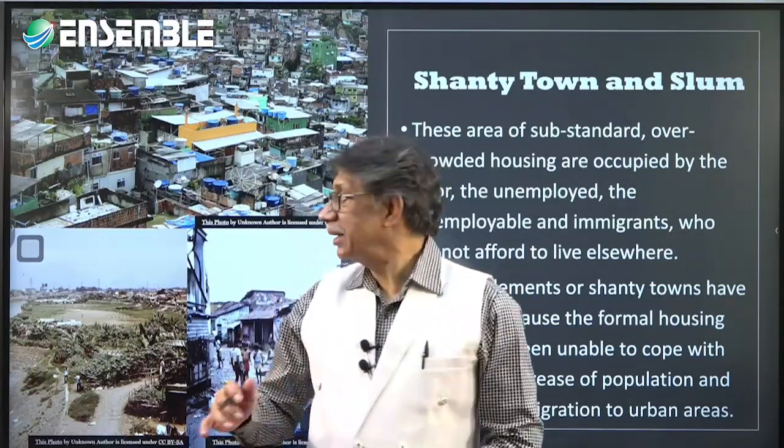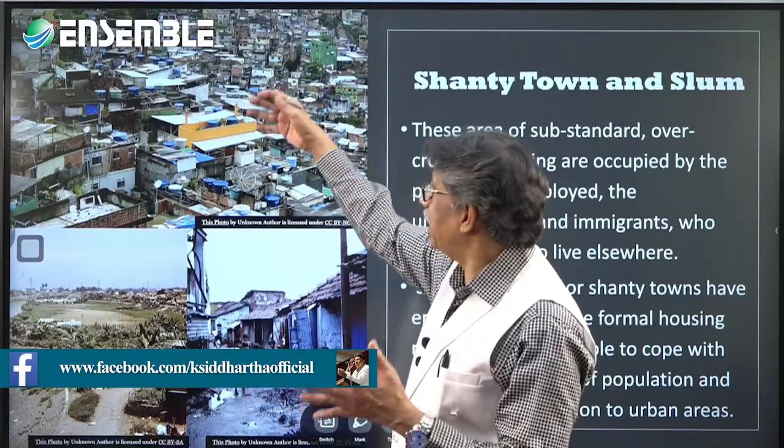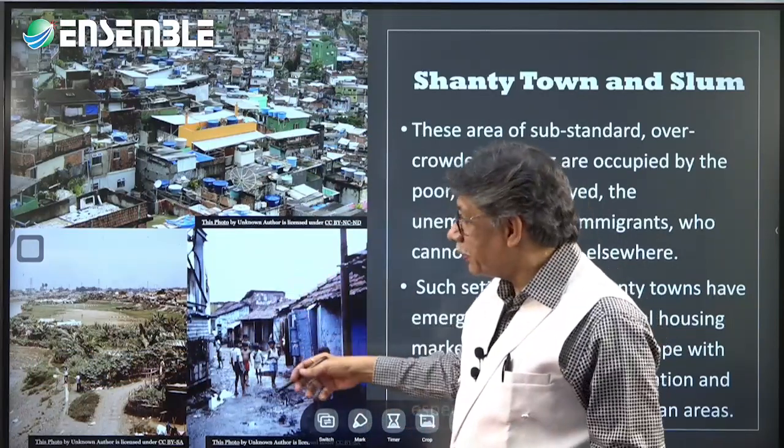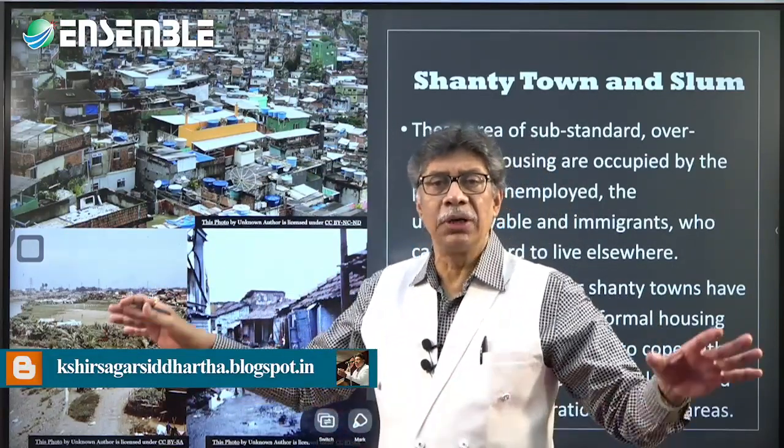You'll go on to find their look. How is it that they look? This is one example that you can find from India. This is another example from Mumbai, and you can find dirt and filth spread all over in this case.